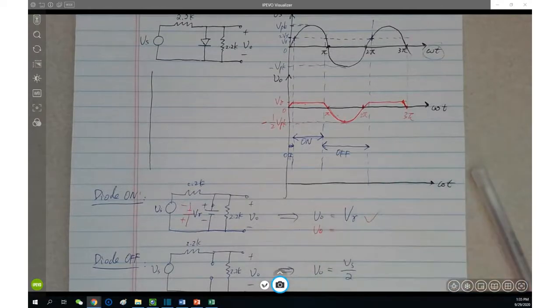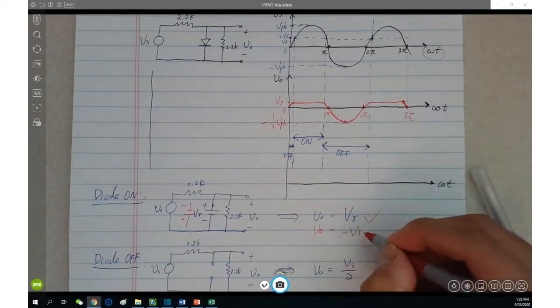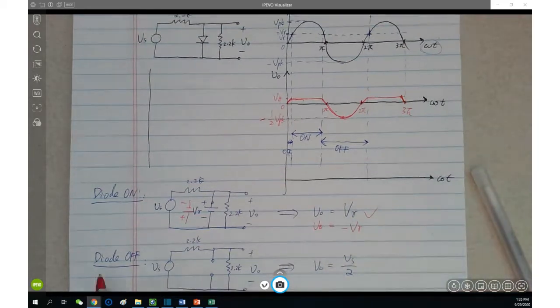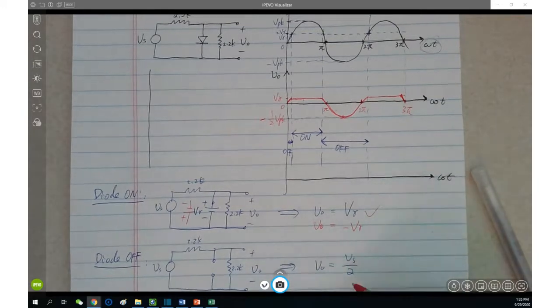Therefore V naught equals what? Negative V gamma. Exactly right. Then keep moving. When the diode is off, what will we do here? It's just the same thing. Exactly, just the same thing. The V naught equals what?